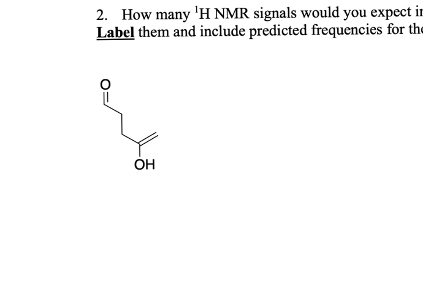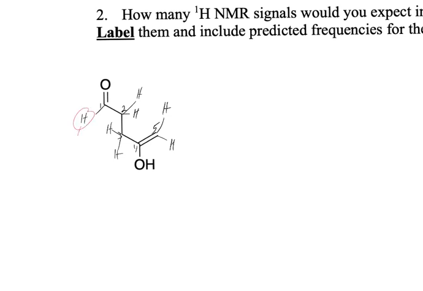So quiz 8. First, let's label the carbons 1, 2, 3, 4, 5. Looking for HNMR signals. So draw some of those H's in. Always helpful. So this one can get kind of tricky.